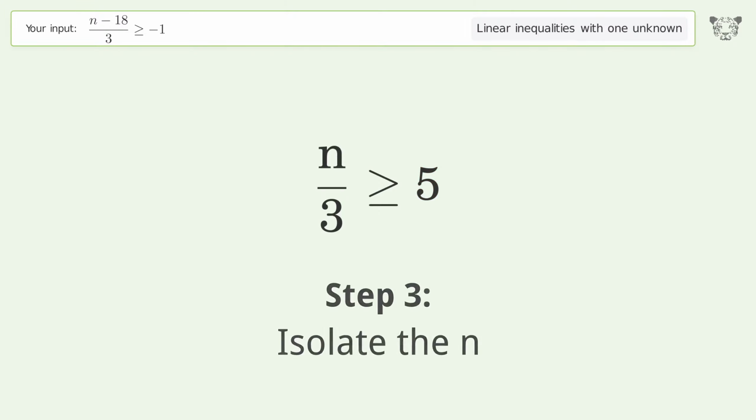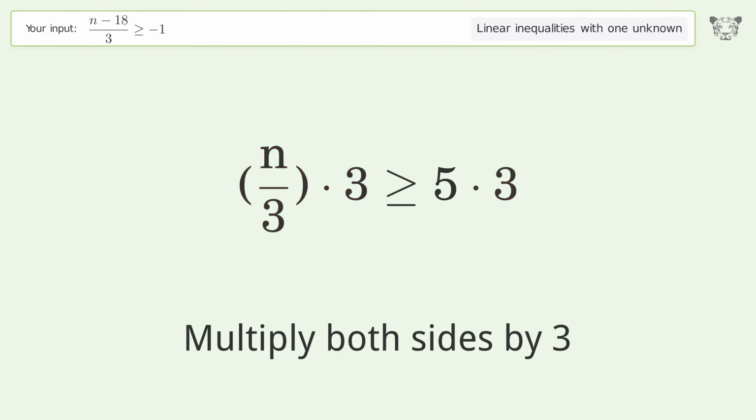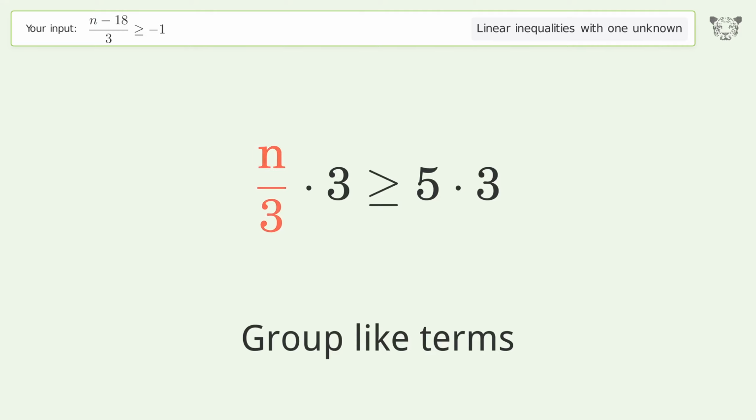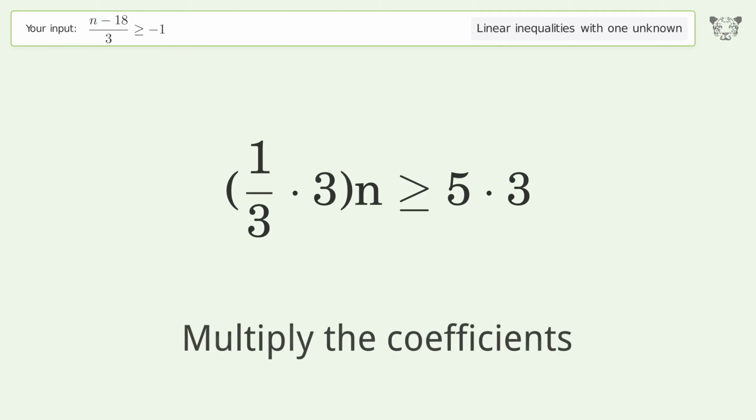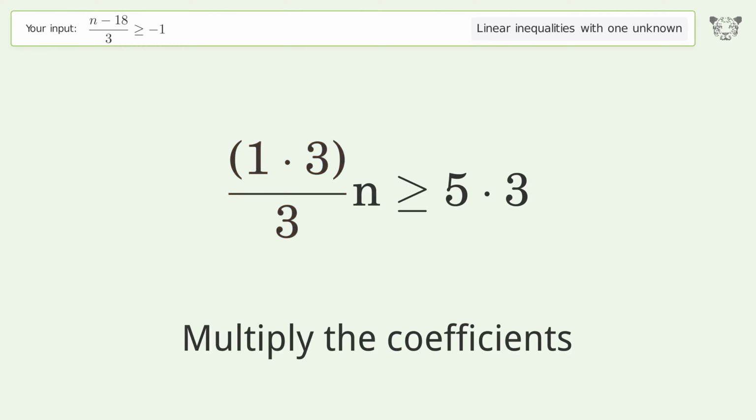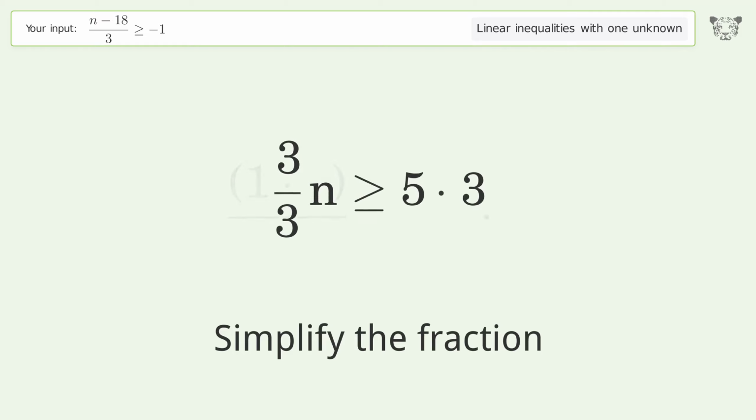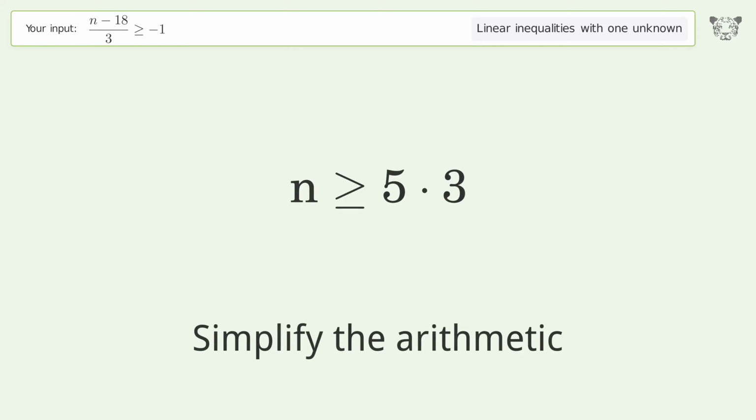Isolate the n. Multiply both sides by 3. Group like terms. Multiply the coefficients. Simplify the fraction. Simplify the arithmetic.